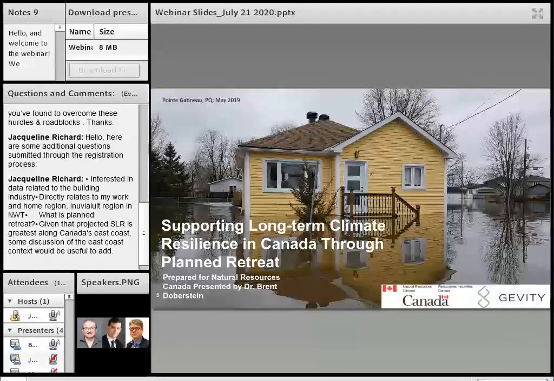So as John mentioned, the report, the presentation today is entitled Supporting Long-Term Climate Resiliency in Canada Through Planned Retreat.